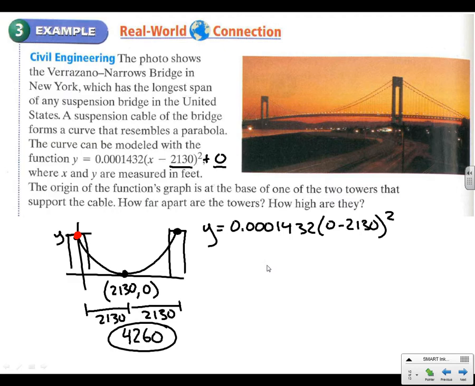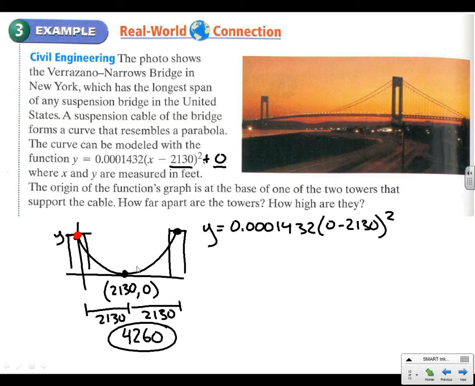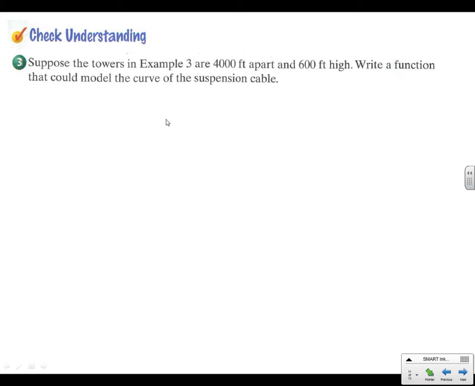So your job for understanding check 3 is suppose the towers were 4,000 feet apart and 600 feet high. So they're giving you the information in the graph. Your job is to come up with the equation. So similar to what we did in understanding check 2. Give that a shot.